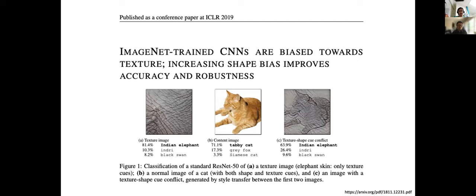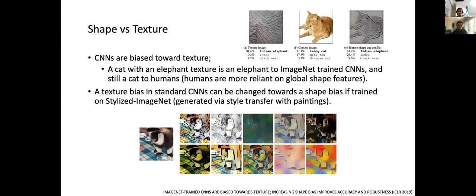And this project was largely inspired by a paper called ImageNet trained CNNs are biased towards texture, and increasing shape bias improves the generalizability. The CNNs are biased towards texture. A cat with an elephant texture is an elephant to the ImageNet pre-trained CNN models, but it still looks like a cat to humans. So humans are more reliant on the global shape features, but the CNNs are more reliant on the textures. And they presented that the texture bias in those CNNs can be changed towards a shape bias if the models are trained on the stylized version of the ImageNet.